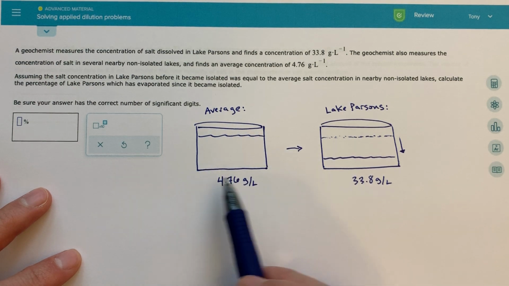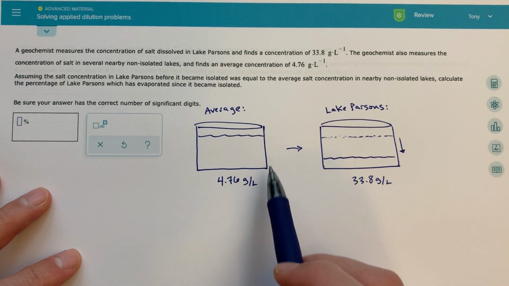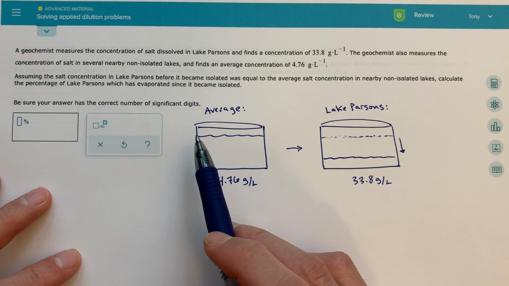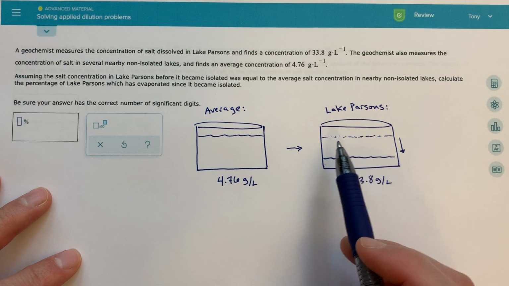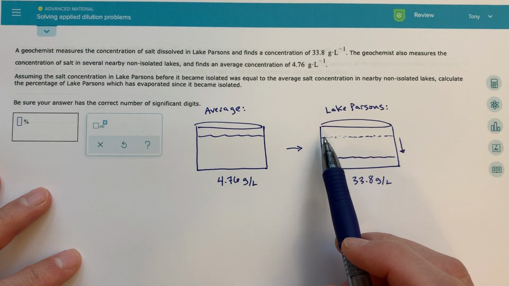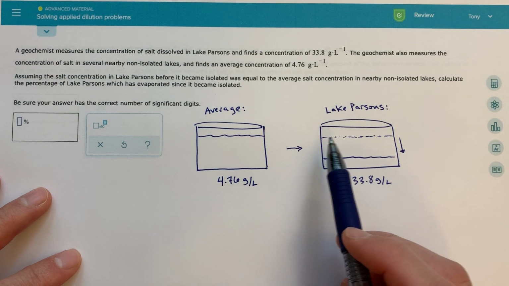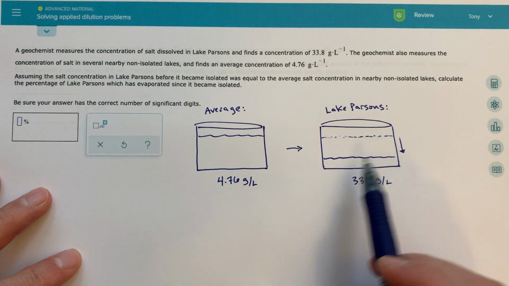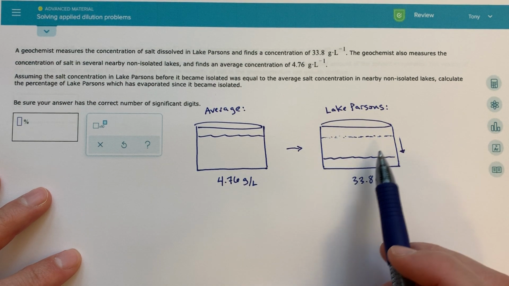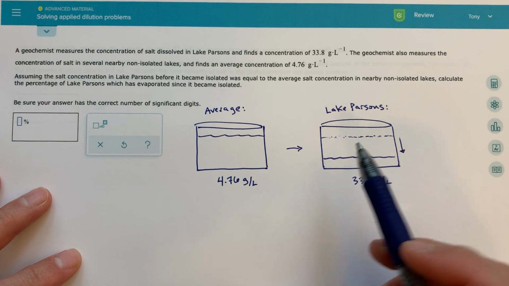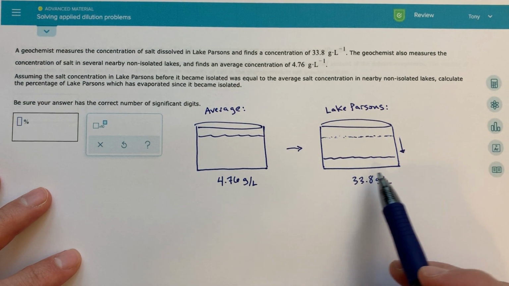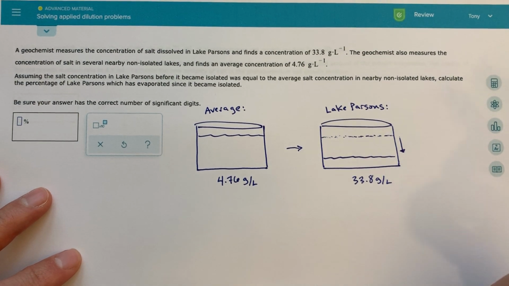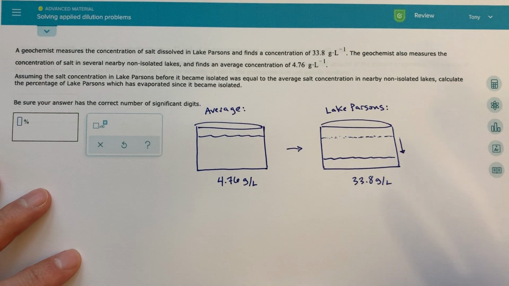Let's say that this average lake is 1 liter. It's a very small lake. 1 liter, then there would be 4.76 grams for every 1 liter of this lake. And Lake Parsons started out that way. So if this was 1 liter, then the concentration of salt would be 4.76 grams in this 1 liter. But then we evaporated a bunch of the liquid. We evaporated a bunch of the water. And as we evaporate the water, that's going to concentrate the salt in a smaller volume, right? So the amount of grams per liter is just going to be more because we have less water. We've got less of that solvent.